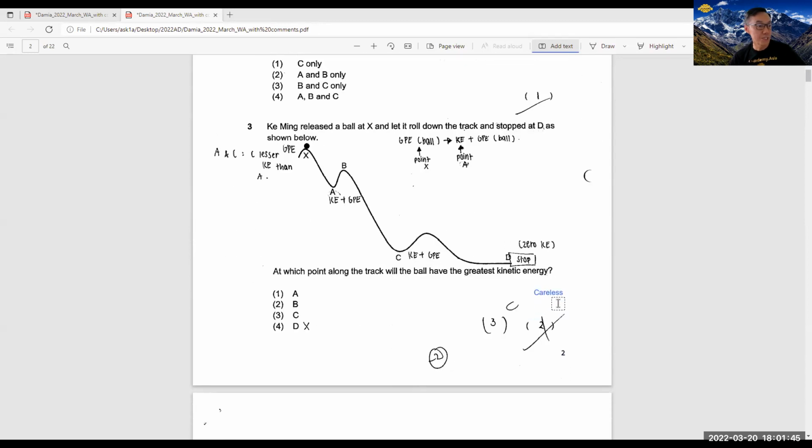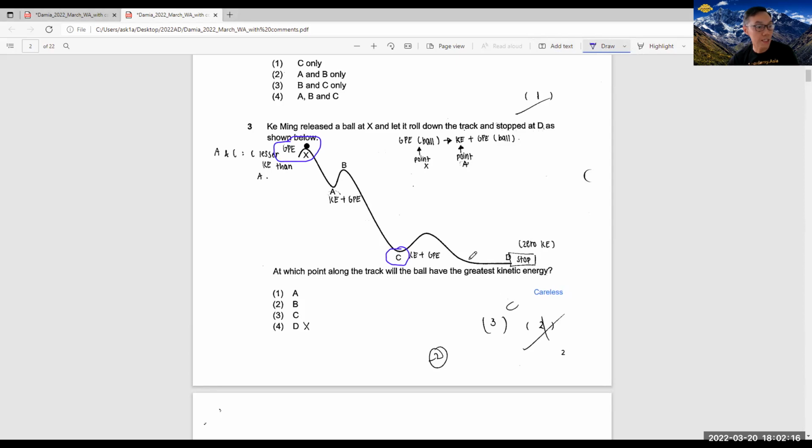There is a careless mistake here because, as you can see, they say at which point along the track will the ball have the greatest kinetic energy. So the student has to understand that at this point X, the gravitational potential energy will be converted to maximum kinetic energy at a point which is the lowest in the path before it stops. So we can see at this point, point C.